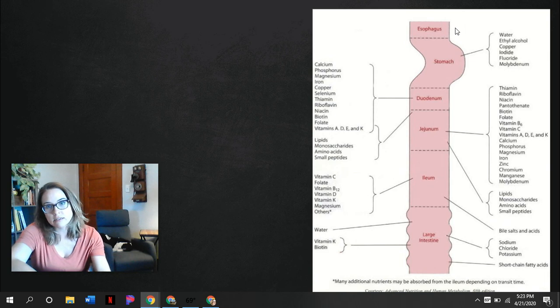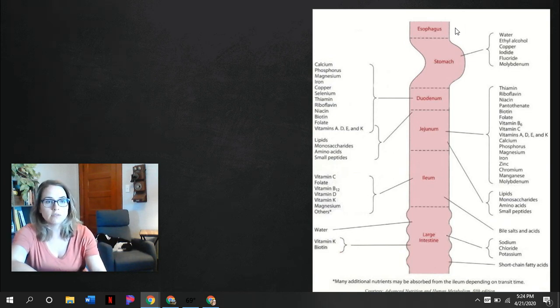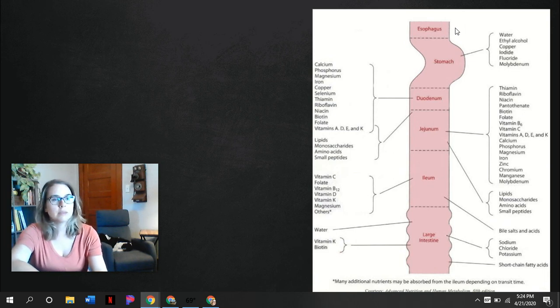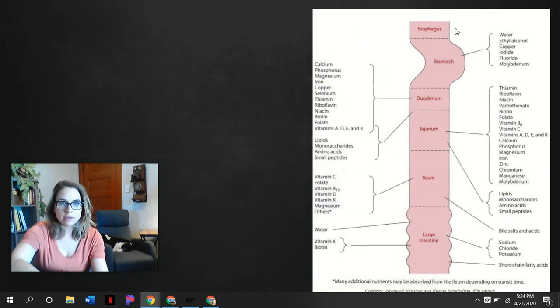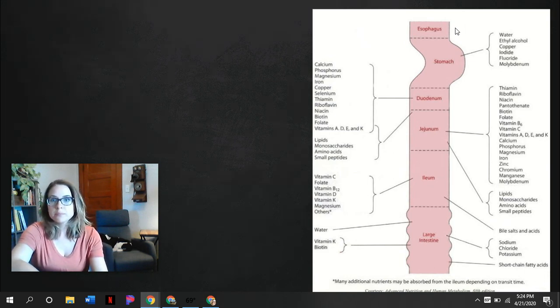Your stomach doesn't absorb very much stuff, but it does absorb water. It does absorb alcohol. We talked about that before, and you can see that there are a few other minerals, and minerals are basically non-organic things that we eat that our body needs. It's not important that you memorize those.